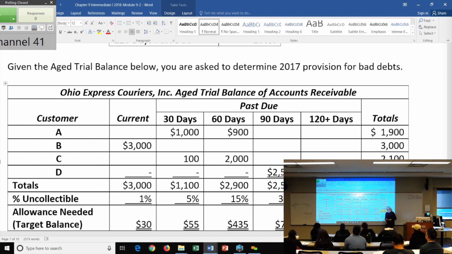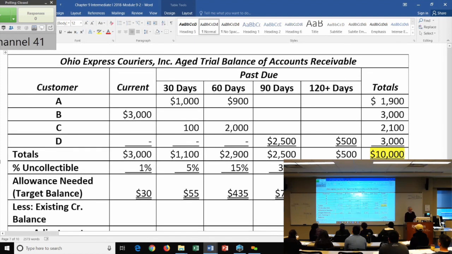Customer B has a current transaction, or a set of current transactions. C has 30 and 60, and customer D has 90 and 120 days overdue. So that makes up the 10,000. When you use the aging, you apply the percentages.